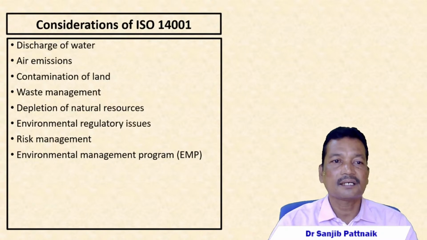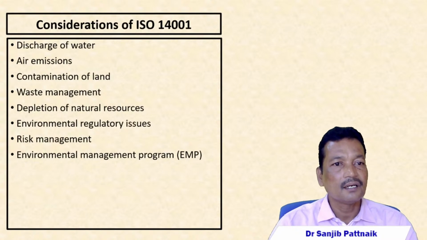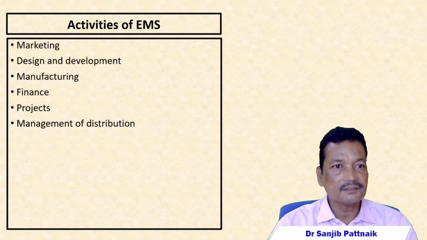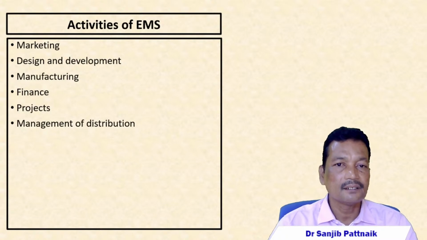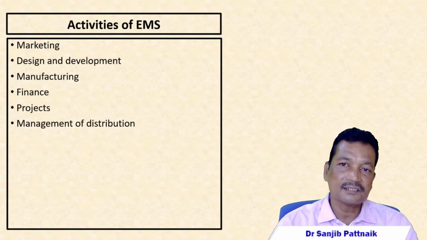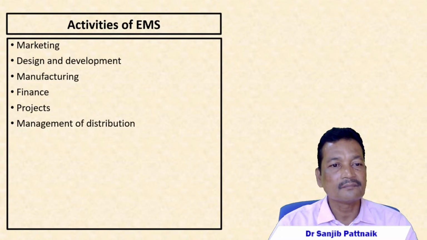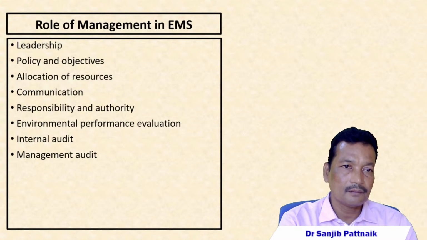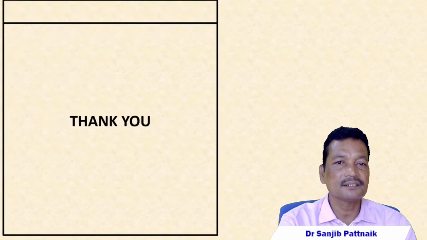What are the considerations? Discharge of wastewater, air emissions, contamination of land, waste management, depletion of natural resources like forests, etc., regulatory issues, risk management, and environmental management programs. Now, the environmental management system is involved in various activities of the organization: marketing, design and development, production or manufacturing, finance, and when you go for projects in the interior areas, chances of damaging the forests, etc. will come forward, and management of distribution. So management has a big role to play in the environmental management system.